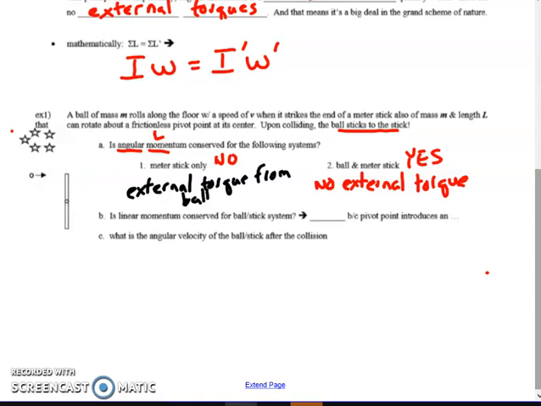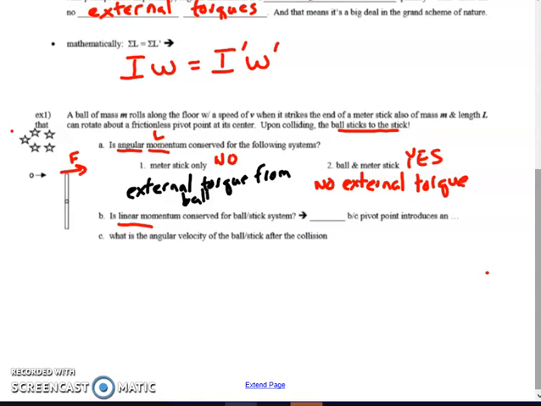And again, it's looking at in terms of internal versus external. For linear momentum, we don't want to look at torque, we want to look at force. Okay, so is there an external force acting on it? Well, when this hits here, it exerts a force, but the ball is part of our system, so that's internal.